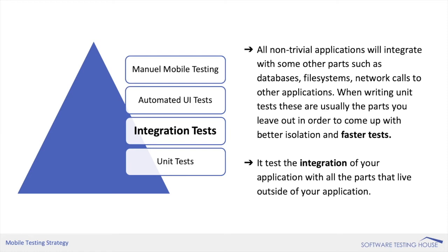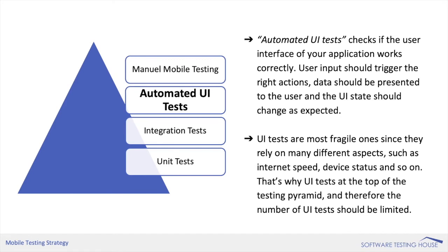They test the integration of your application with all the parts that live outside of your application. This test can be written by developers or automation testers. And the next one is automated UI tests. This test checks if the user interface of your application works correctly.